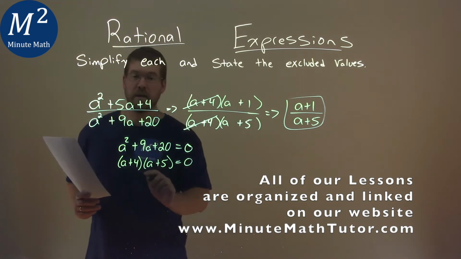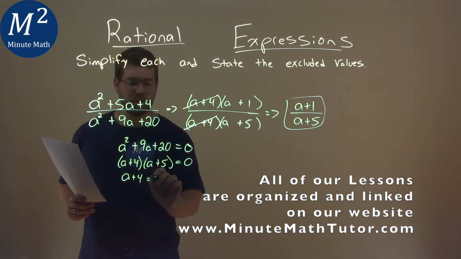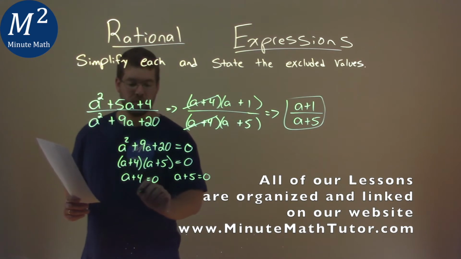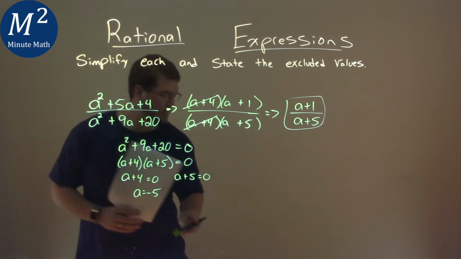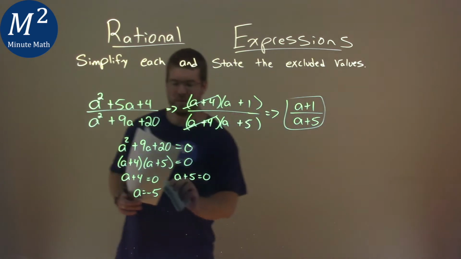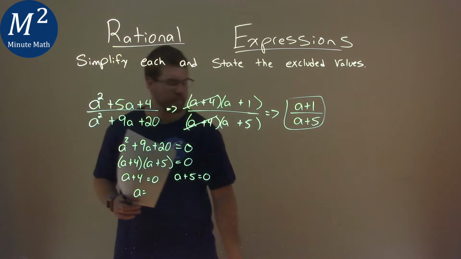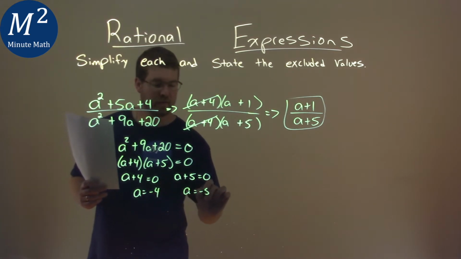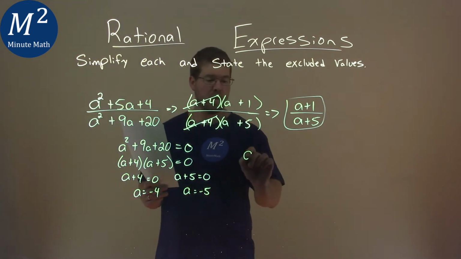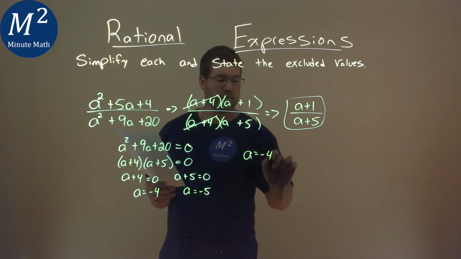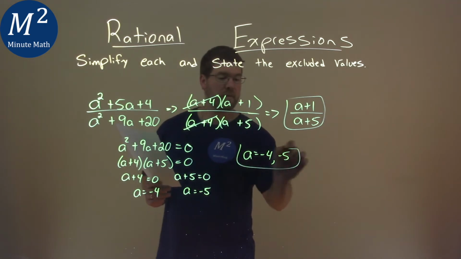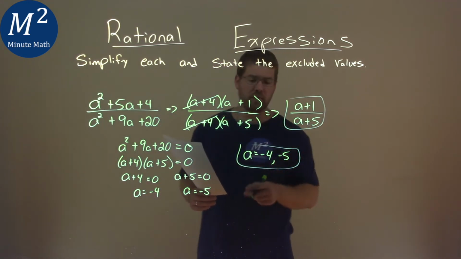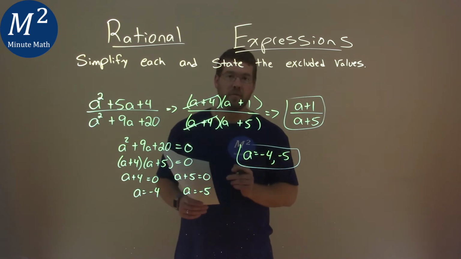We can set each part individually equal to 0. A plus 4 equals 0, and a plus 5 equals 0. Subtract 4 from both sides. A equals a negative 4. Oh, 4, not a negative 5. Getting ahead of myself here. That's what I get for skipping a step. Negative 4. And we have a equals negative 5 when we subtract a 5 here. So our two excluded values are negative 4 and negative 5. And so our final simplified answer is a plus 1 over a plus 5, and the excluded values are a negative 4 and a negative 5.